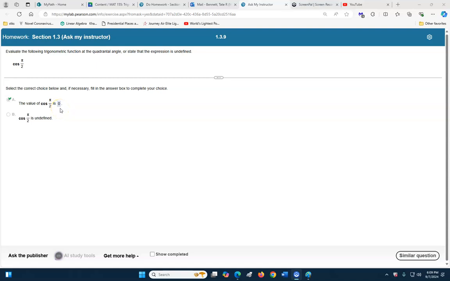Why is this 0? Evaluate the following trigonometric function at quadrantal angles. The statement says the expression is undefined. So, cosine of pi halves, it has to be radians because there's no unit there.